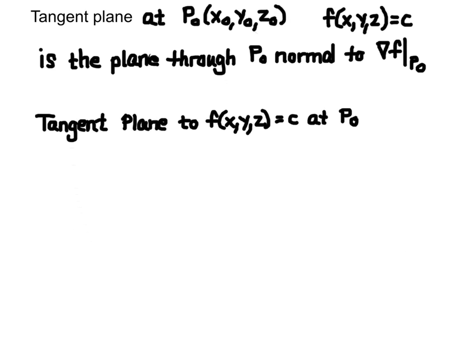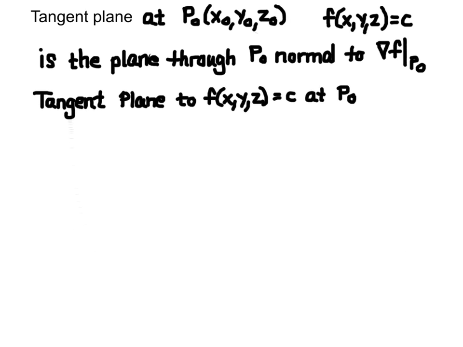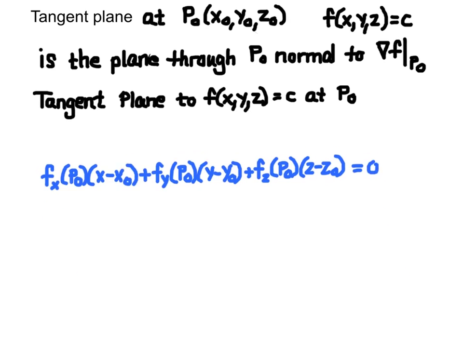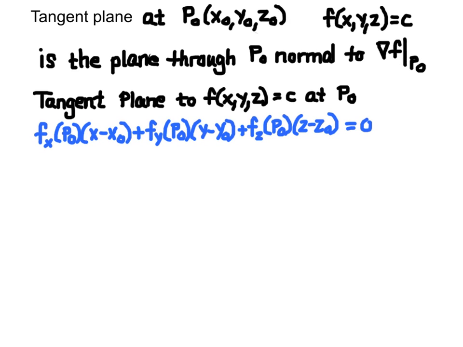So the tangent plane to f at P naught is this equation. The partial derivative of f at P naught times x minus x naught, plus the partial derivative of f with respect to y at P naught times y minus y naught, plus the partial derivative with respect to z of f at P naught times z minus z naught equals 0.